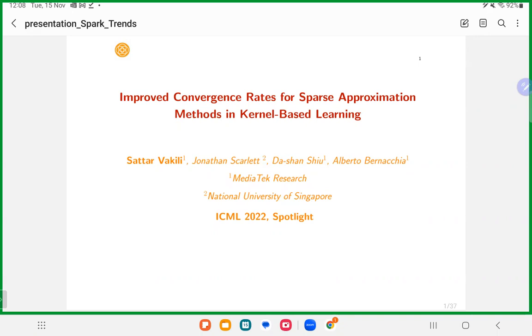Sure. Hi, everyone. This is Sattar. I'm going to present this paper, Improved Convergence Rate for Sparse Approximation Methods in Kernel-Based Learning. This is a work from MediaTek Research in collaboration with Jonathan Scarlett from the National University of Singapore. This was presented at ICML this year as a spotlight presentation. So feel free to ask questions.